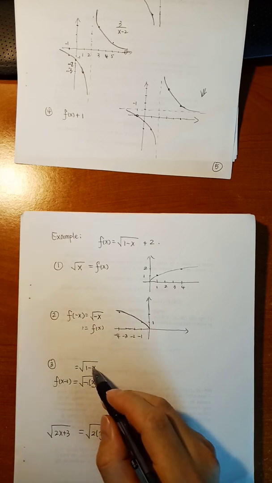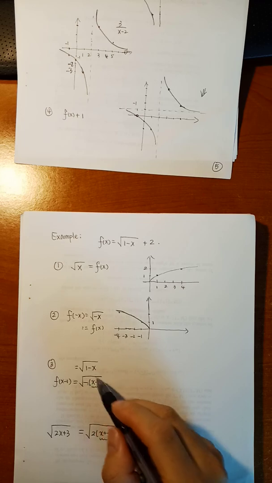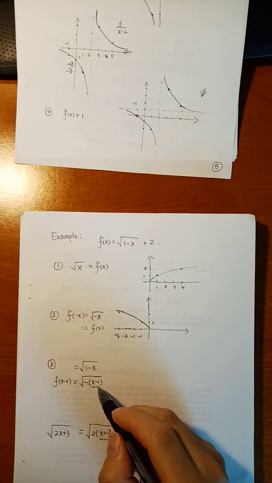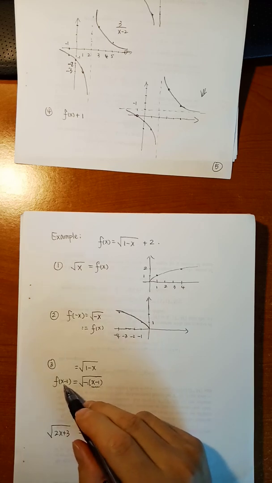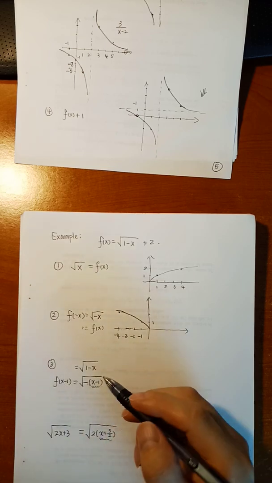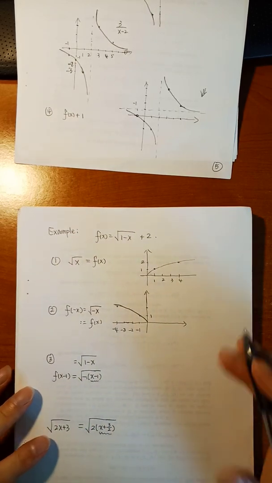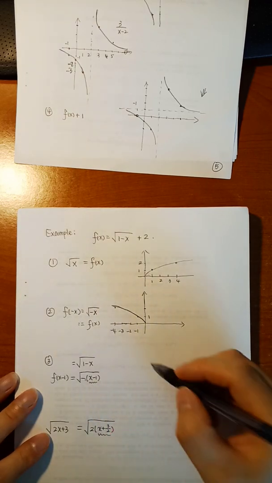And here is a similar thing. This negative sign is also a coefficient. You factor out the negative sign and you get negative of x minus 1. So f of x minus 1: you're going to shift right 1 unit.